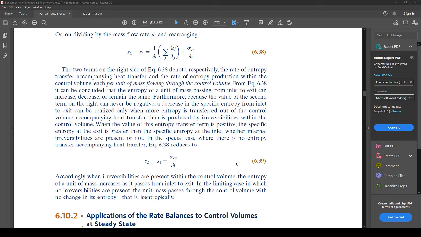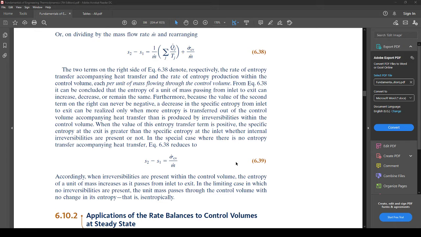And then it says, the two terms on the right-hand side of the equation, 6.38, denote respectively the rate of entropy transfer accompanying heat transfer and the rate of entropy production within the control volume, each per unit mass flowing through the control volume. From equation 6.38, it can be concluded that the entropy of a unit of mass passing from inlet to exit can increase, decrease, or remain the same.